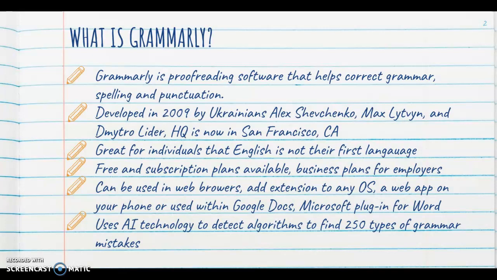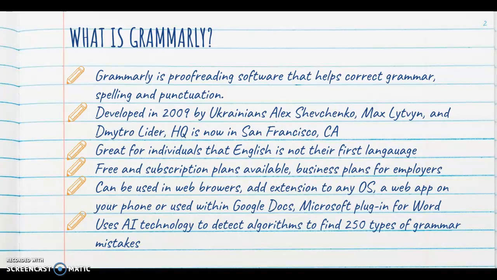Grammarly is a proofreading software that helps correct grammar, spelling, and punctuation. Developed in 2009 by 3 Ukrainians, Alex and Max were college friends that noticed in the early 2000s, when they were college students in Ukraine, other students were downloading papers off the internet and professors didn't realize that they were plagiarizing their papers. So he first developed My Dropbox, which they sold to Blackboard that we use here at Stockton, and it was a way for professors to check for plagiarism.